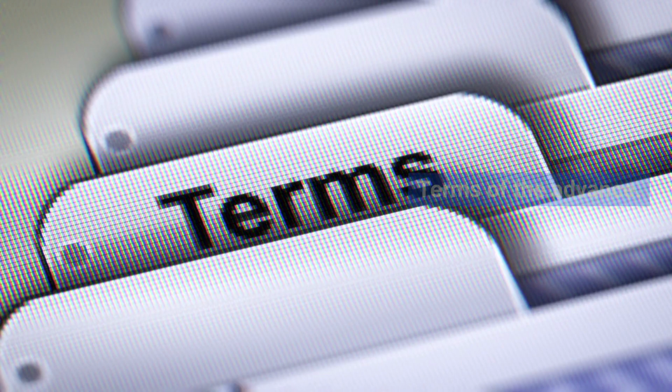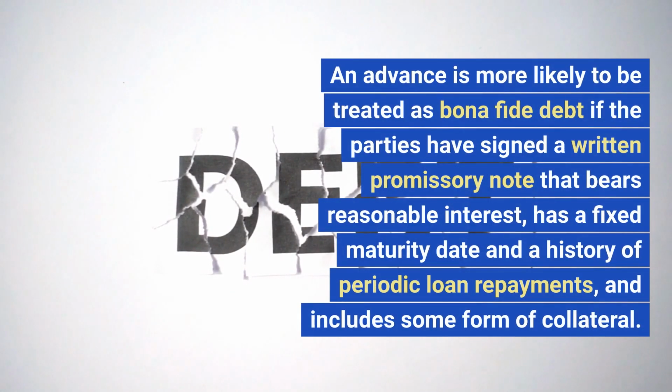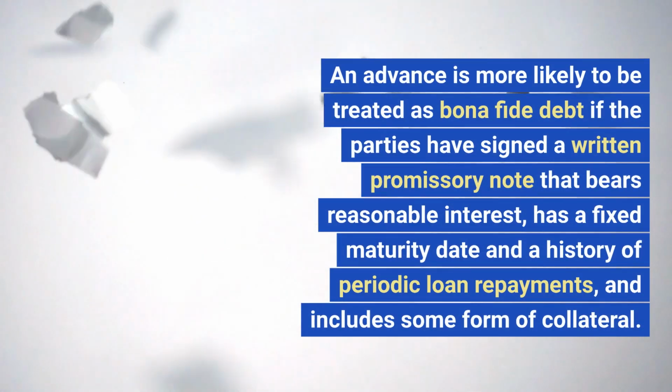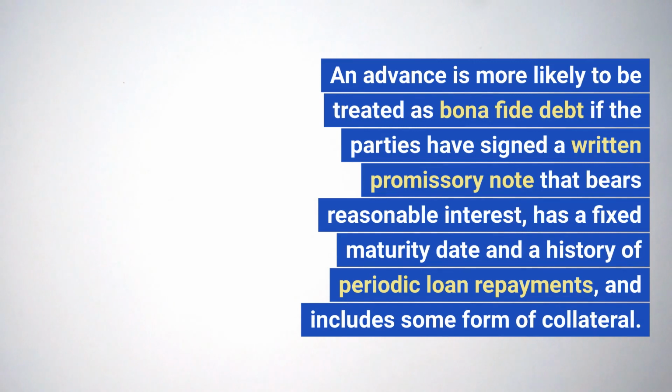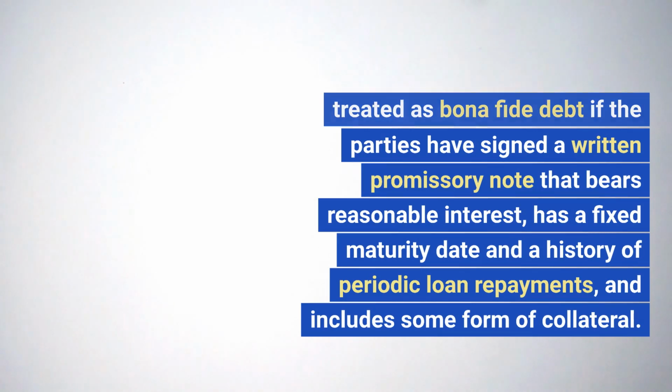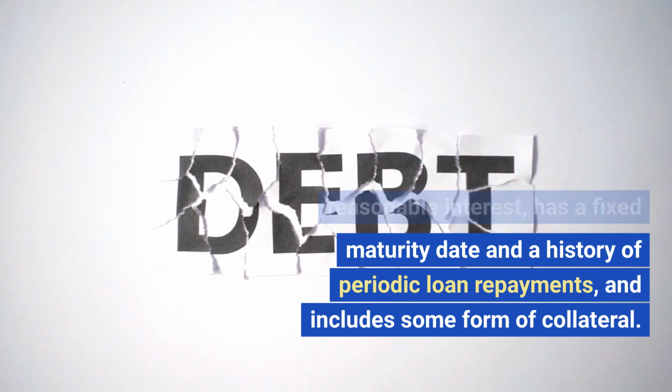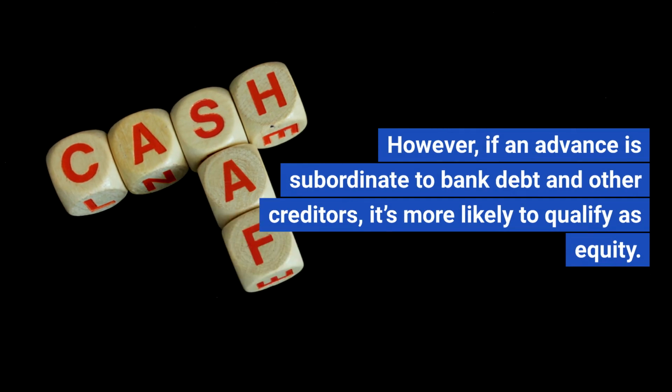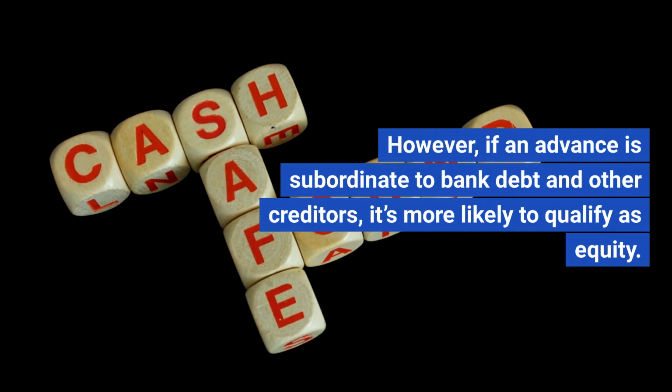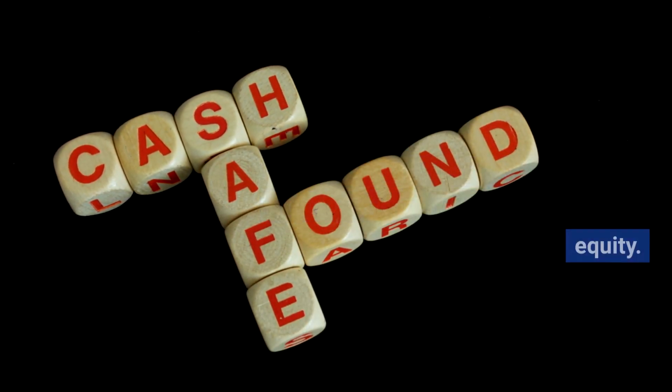Terms of the advance. An advance is more likely to be treated as bona fide debt if the parties have signed a written promissory note that bears reasonable interest, has a fixed maturity date and a history of periodic loan repayments, and includes some form of collateral. However, if an advance is subordinate to bank debt and other creditors, it's more likely to qualify as equity.